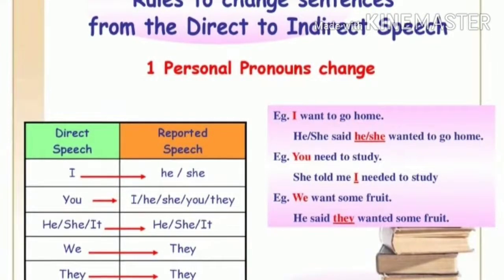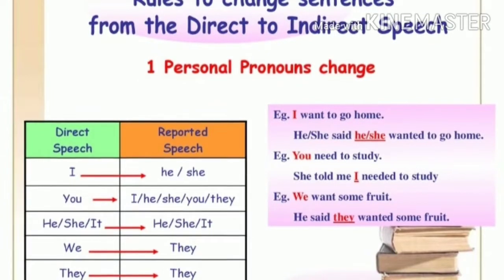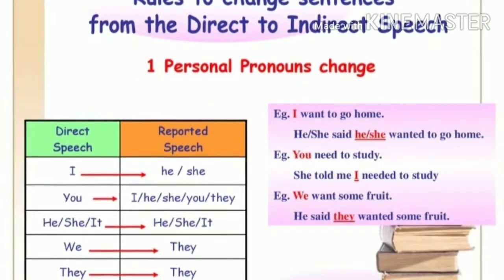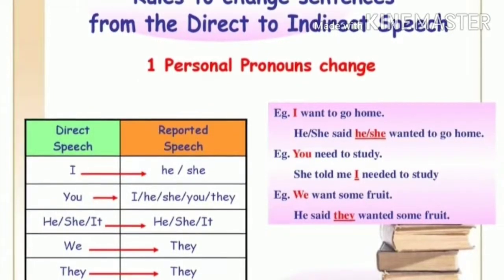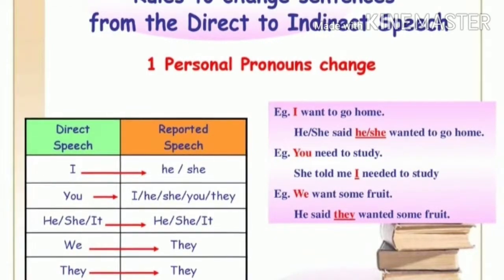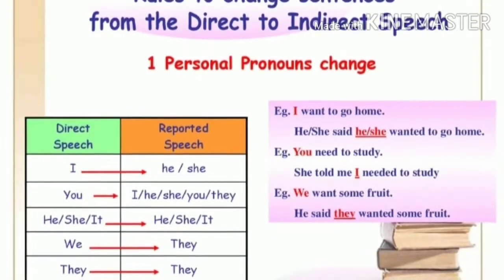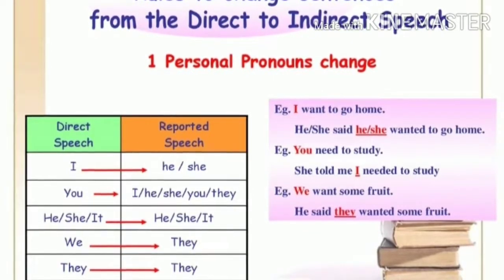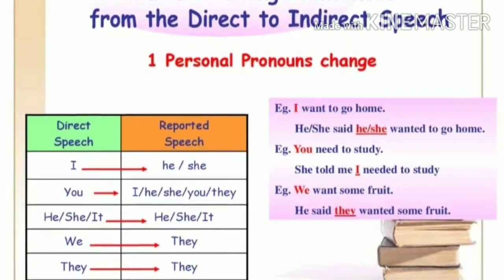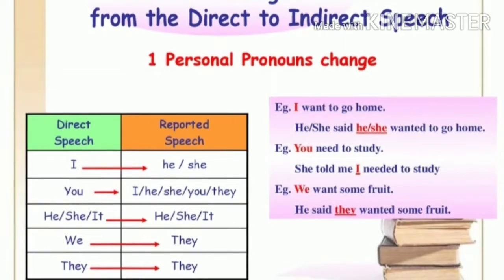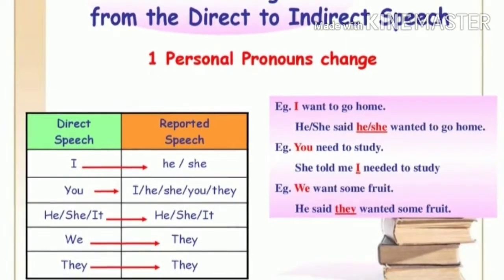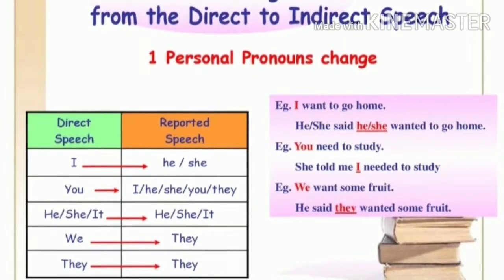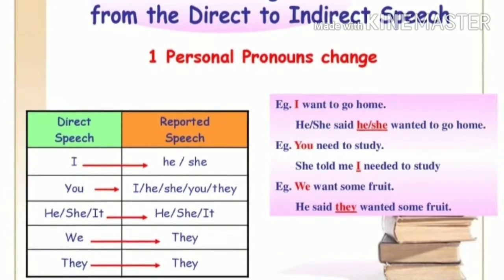The very first one is given here: I want to go home. Students, so I is used here, so we can say he also or she also, because here we do not know whether that person is male or female, right? He, she said, he, she wanted to go home. Here I am saying this because I don't know who the person is. If it is a boy, we will say he said he wanted to go home. If there is a girl, you will say she said she wanted to go home.